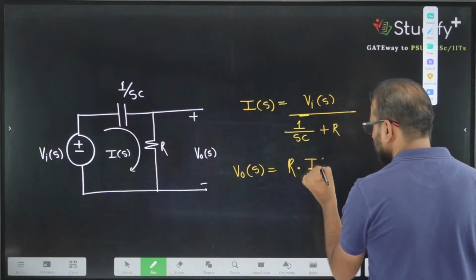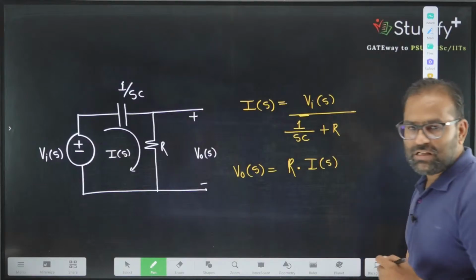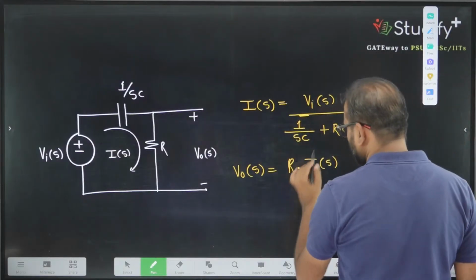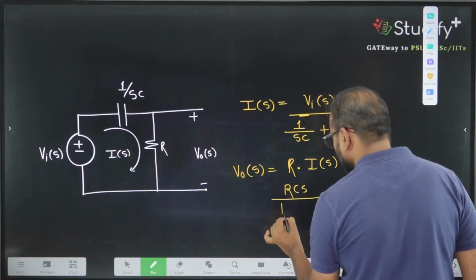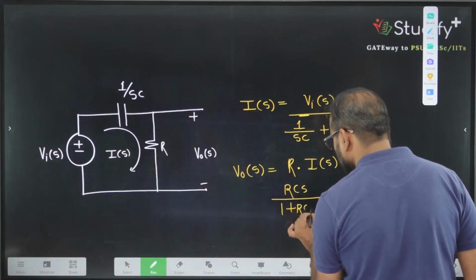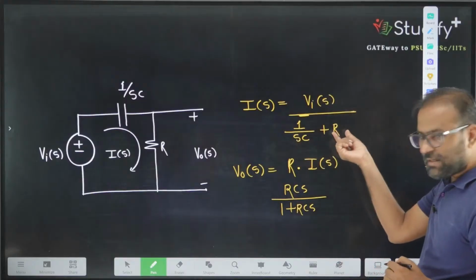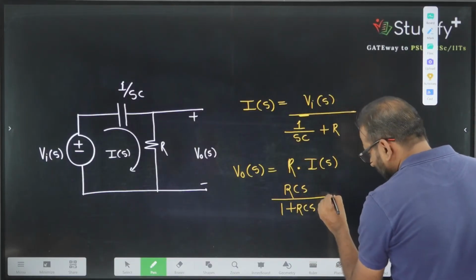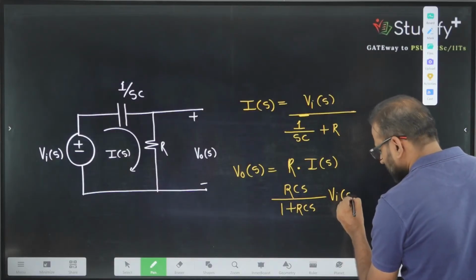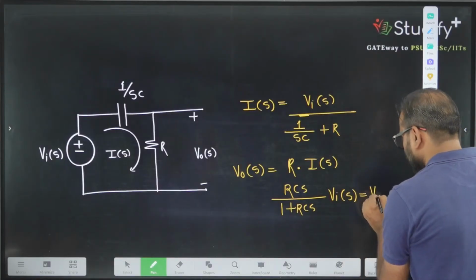I of S. When I multiply R with I of S, what will it become? RCS divided by 1 plus RCS. R multiplied by CS, over 1 plus RCS, and this is RCS multiplied by what? VI of S, and this value is equivalent to V output of S.